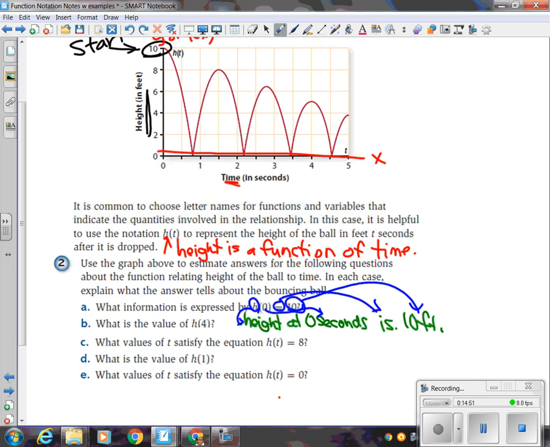What are we looking for? What did it give me? Height at 4. Height at what? 4 feet or 4 seconds? 4 seconds. What's in parentheses is x, right? So it's height at 4 seconds. What is the height at 4 seconds?